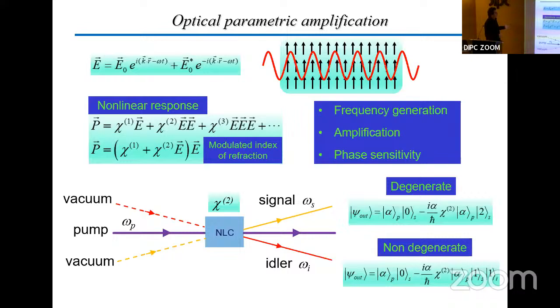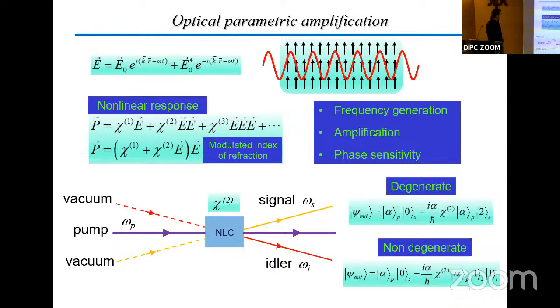So essentially, the optical parametric amplification occurs in the nonlinear response of an optical medium. So you take a dielectric medium, okay? You write the polarization, the electric polarization of the medium. Here is the linear term that we usually deal with, that gives rise to the index of refraction and the basic properties of the materials. But then we can go to the second order, third order, but let's focus here on the second order, okay? So the second order is a quadratic term in the applied electric field.